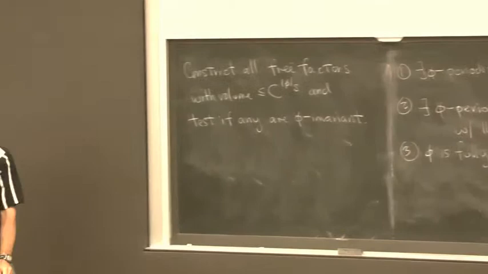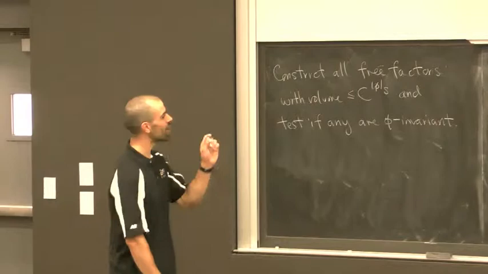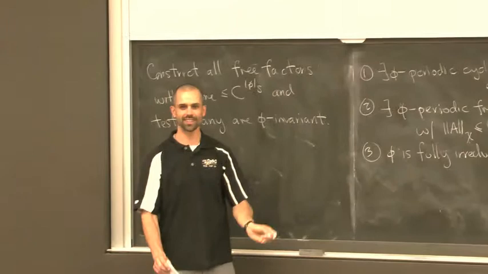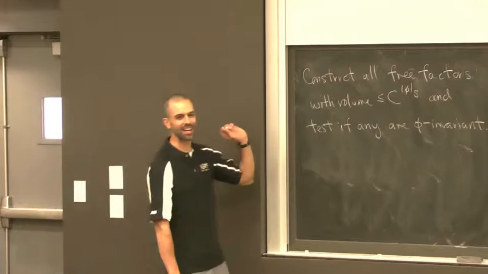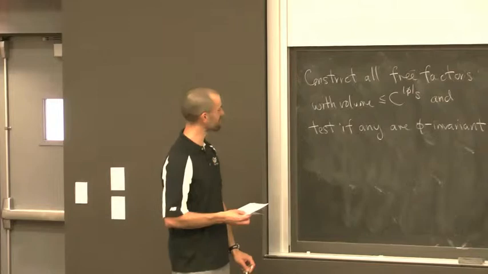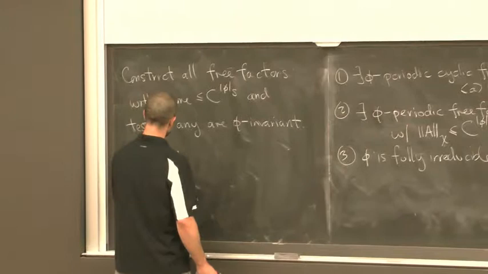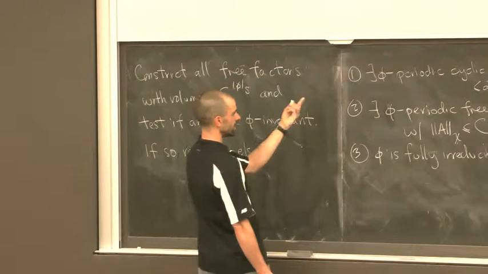I didn't say it was easy. I'll tell you in a second. I'll give you a coarse upper bound as to how many there are, and you'll see why this is completely useless for anything more than I would even attempt to program. So you just test if any are phi invariant. If so, it's reducible. Else, it's fully reducible. If that doesn't happen, then case three has to happen, so it's fully reducible.